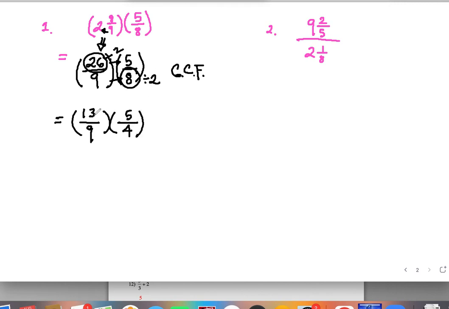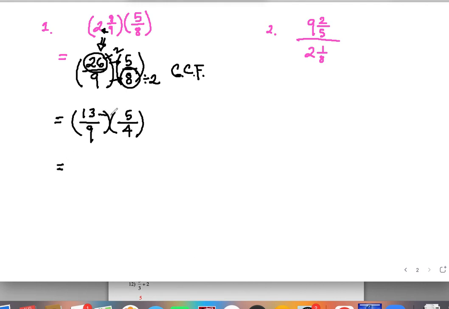You can cancel anything on the top with anything on the bottom. Now, 5, the only thing that goes into 5 is 1 and 5. 1 doesn't matter. 5 doesn't go into 9. 5 doesn't go into 4. 13, the only thing that goes into 13 is 1 and 13. 1 doesn't matter. And then 13 doesn't go into 9, and 13 doesn't go into 4. So you're good to go.